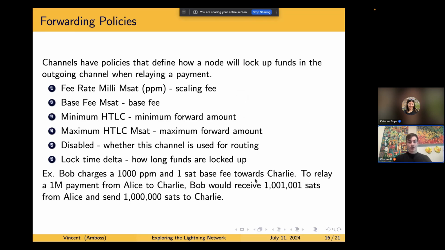So in this example below, if Bob were to charge a 1,000 part per million fee and a 1 sat base fee towards Charlie, then to relay a 1 million sat payment from Alice to Charlie, Bob would receive 1,001,001 sats on his channel from Alice, and then send 1 million sats to Charlie, in effect earning that 1,001 sats in his fee policy.